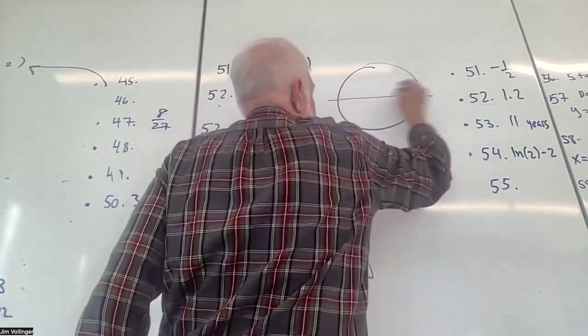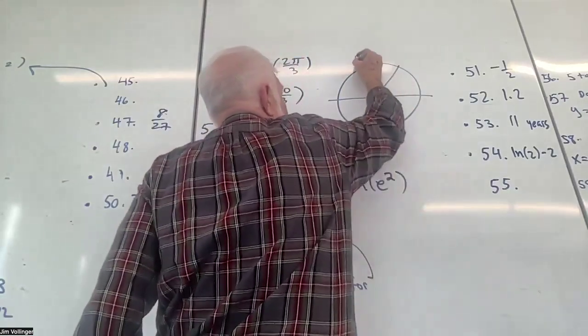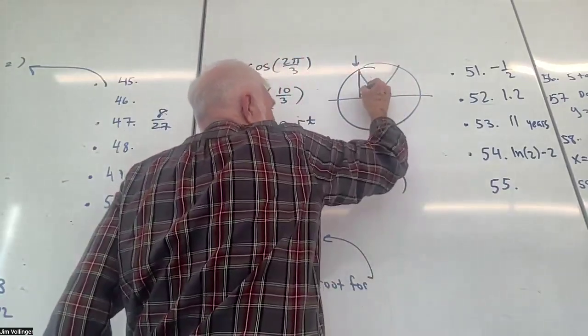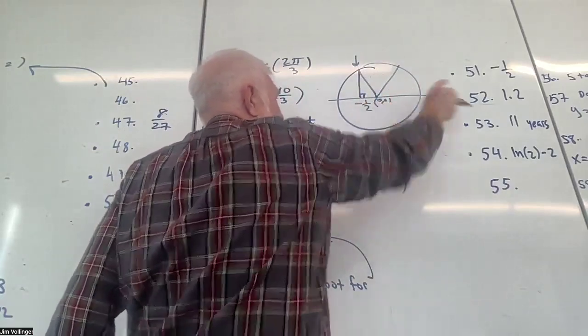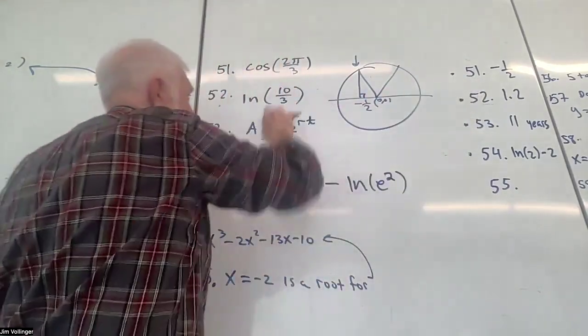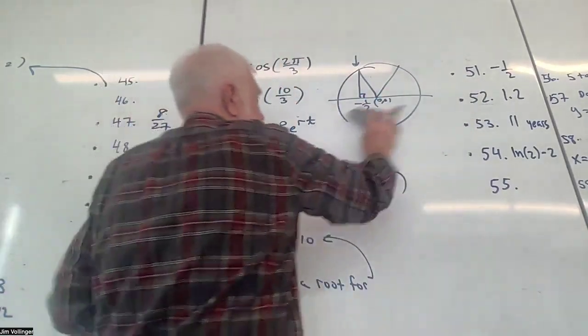Circle. I'm right there. That's 2 pi over 3. I draw the perpendicular. That's 0, 0, that's the origin. That's minus 1/2. I like my answer. ln of 10/3.